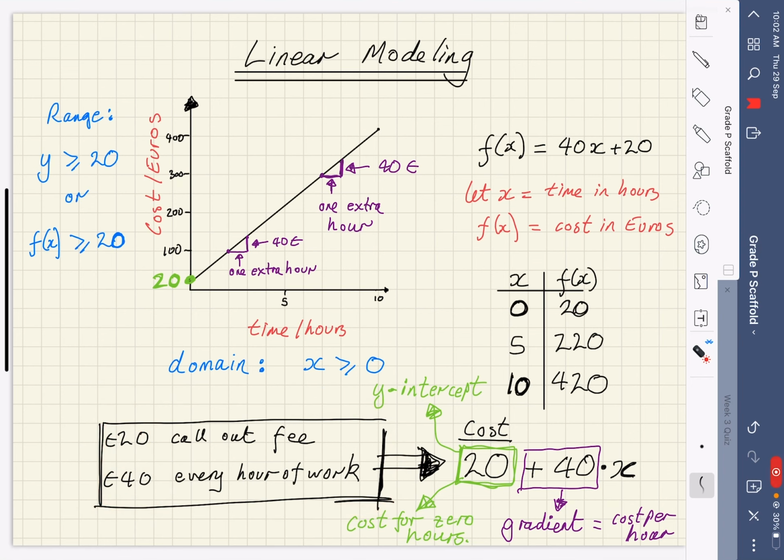So if we move on to here, here's the €20 for the call out fee, and then it's €40 times the number of hours, right? So if there was 10 hours here, you would do 40 times 10, 400, but then you've got the €20 call out fee. Now the call out fee is interesting, right? Because it's the cost for 0 hours of work, which sounds a bit weird.